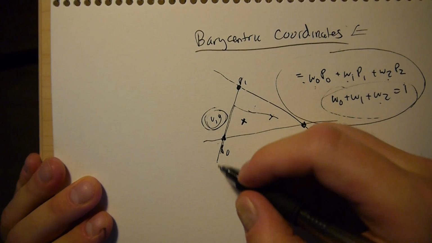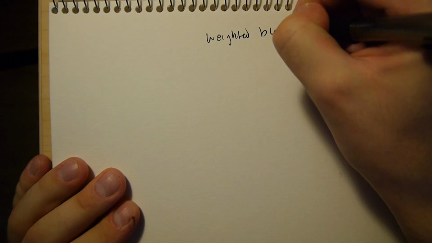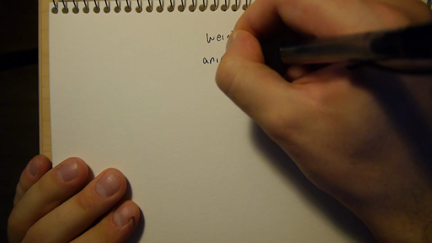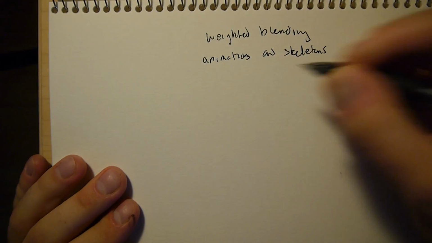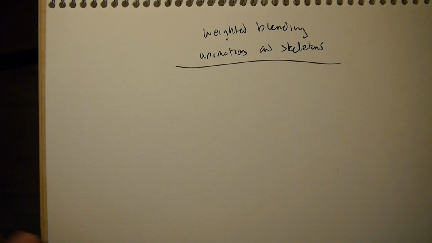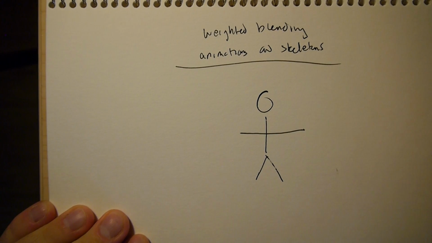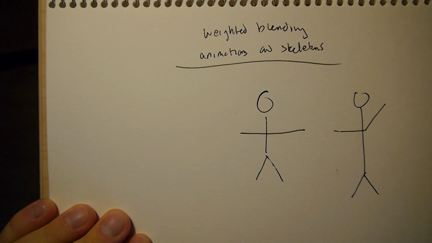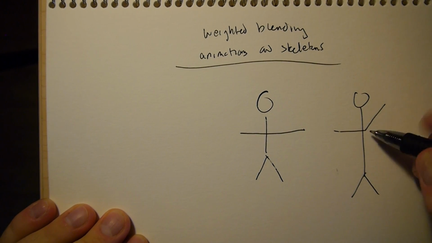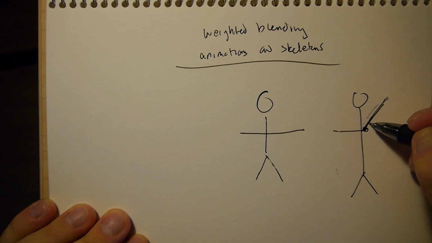Makes sense. Okay, I can do the exact same thing for weighted blending of animations and skeletons. So if I'm writing an animation system, I've definitely got a bunch of animations. I've got a dude, and I have poses of the dude. I want to be able to take these dudes and say, I move his arm up here, and I've got transforms at the joints or whatever, and I want to blend these things together.